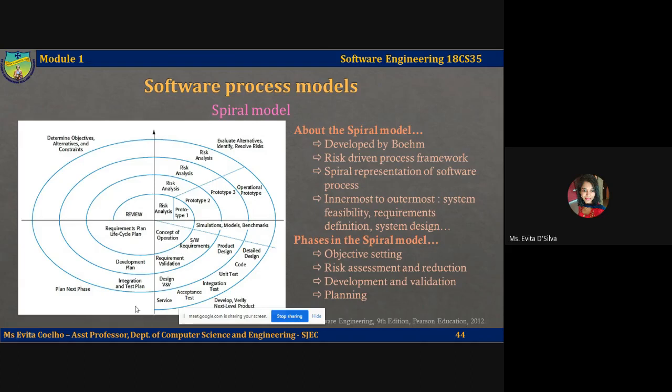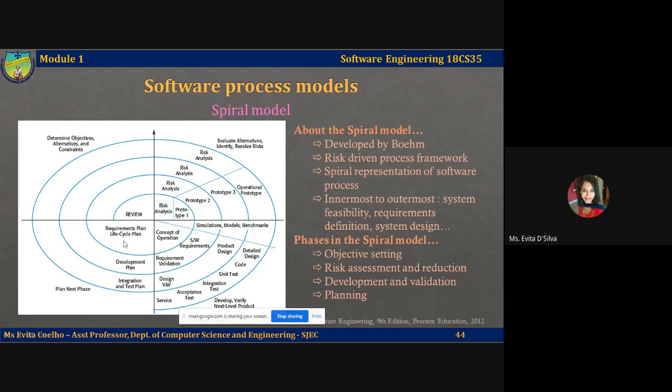Let's go to the last sector of the spiral model, planning. The project is reviewed and a decision is made whether to continue a further spiral or add another spiral to the model. If it is decided to add another spiral, then you have to draw up plans for the next phase of the project in the last sector.